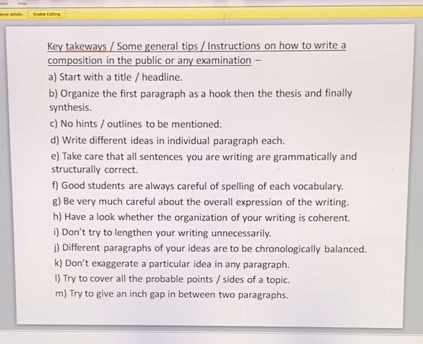Try to give an inch gap in between 2 paragraphs. While you are writing a particular paragraph, you need to give a 1 inch gap so that the handwriting seems to be attractive and good. You know, first impression is the best impression. If your handwriting is readable, well organized and well decorated, beautifully beautified, the examiners may be attracted by your writing and you may expect to get very good marks in any examination.